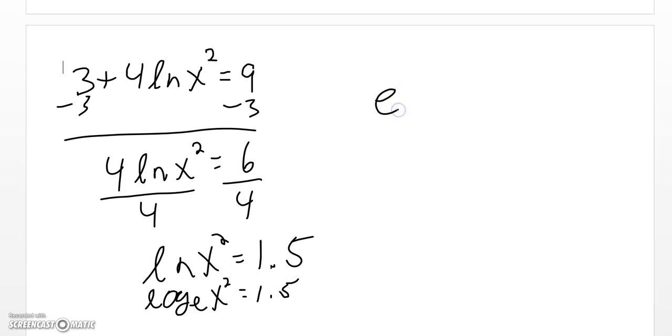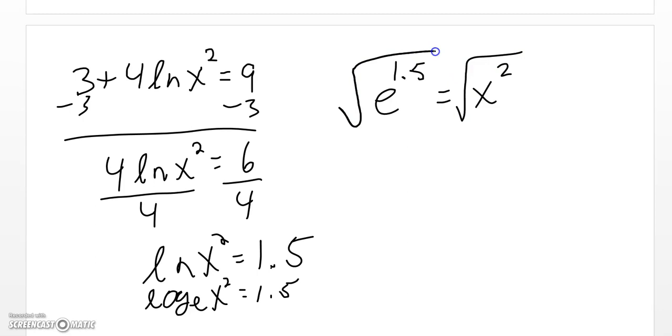So e to the 1.5 power equals x squared. And we can do all this in the calculator, but then just get x by itself, you take the square root. And that should give us 2.18 for x.